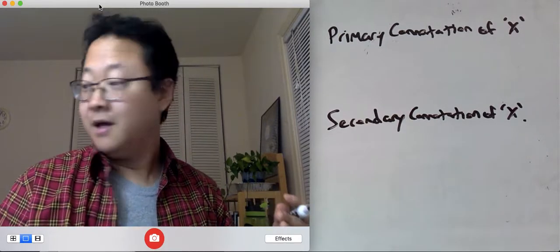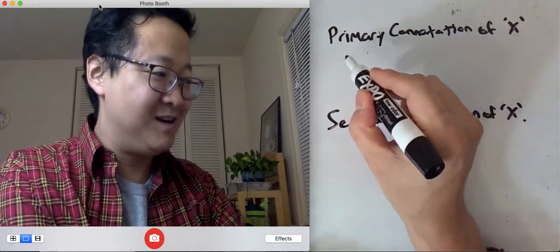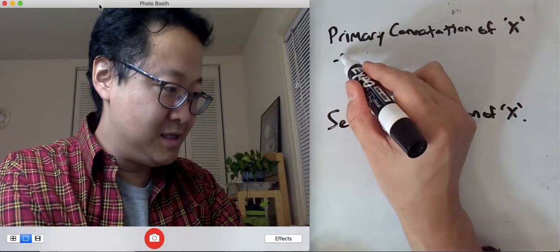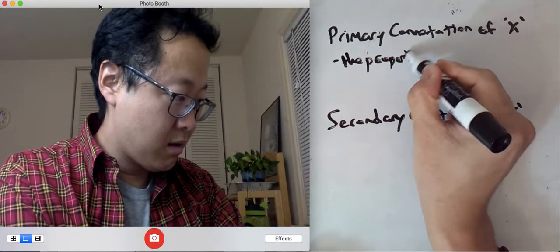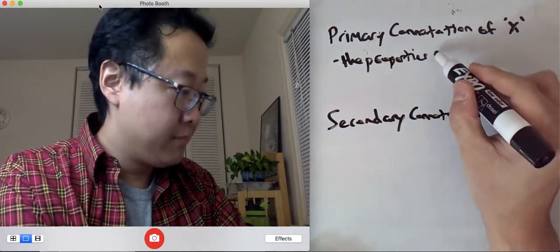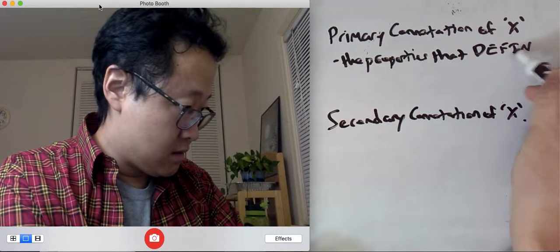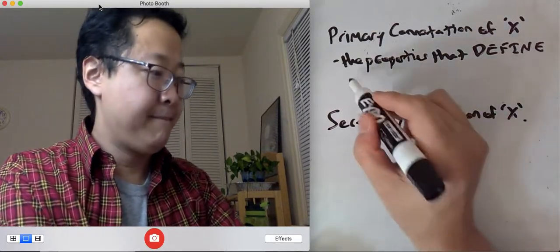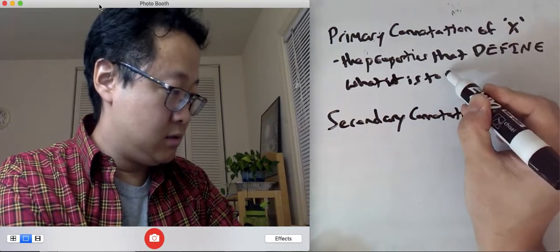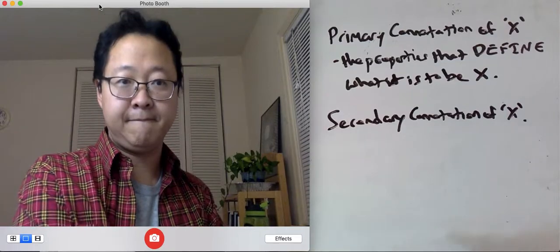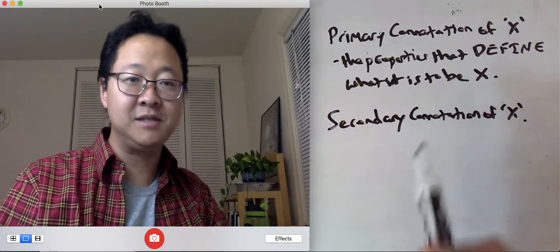Okay, so the book is a little bit long-winded. Here's what I think gets to the heart of the matter. Primary connotation is going to be the properties that define what it is to be x. Okay, primary connotation of x is the properties that define what it is to be x.